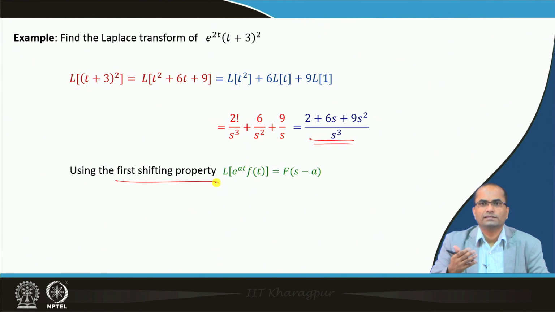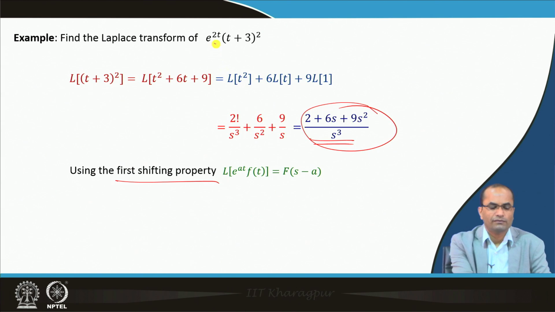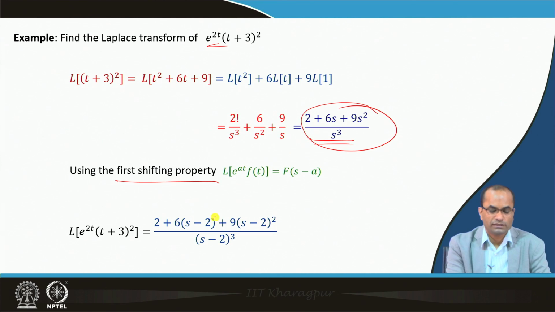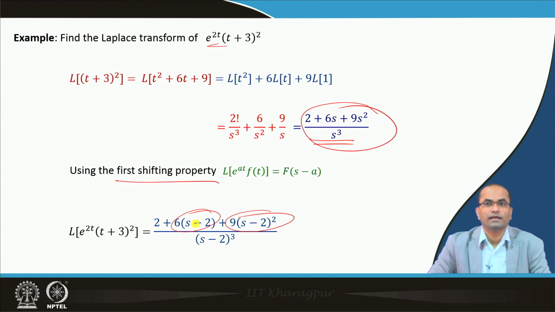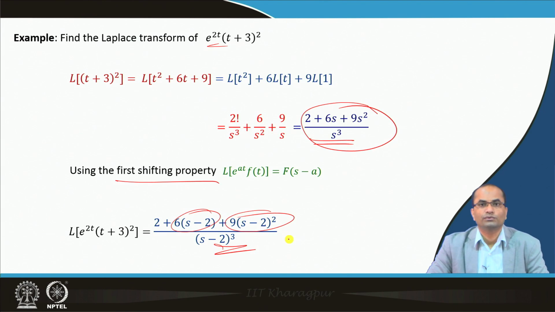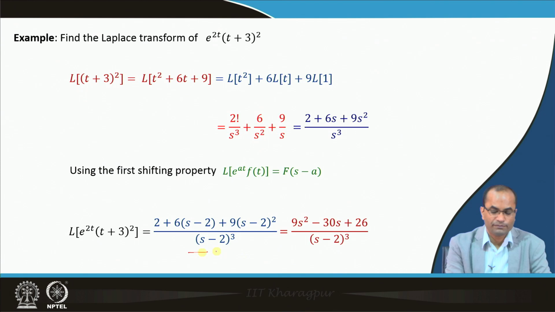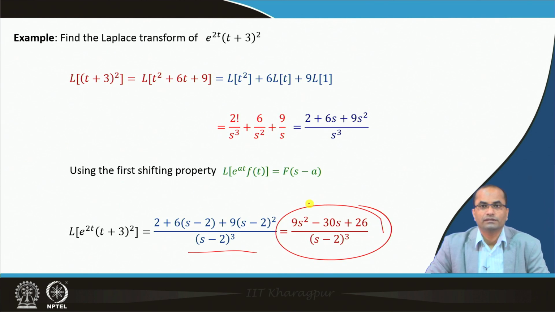So, now the s in this expression will be replaced by s minus a, and a in our case is just 2 there. So, that means 2 plus 6(s − 2), and then here 9(s − 2) whole square, divided by (s − 2) cube. So, this is the Laplace transform of e^(2t) times sin t plus 3 square, which again can be simplified to finally give this expression here.